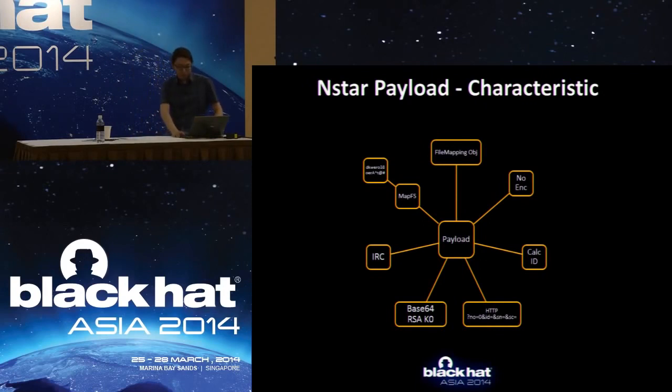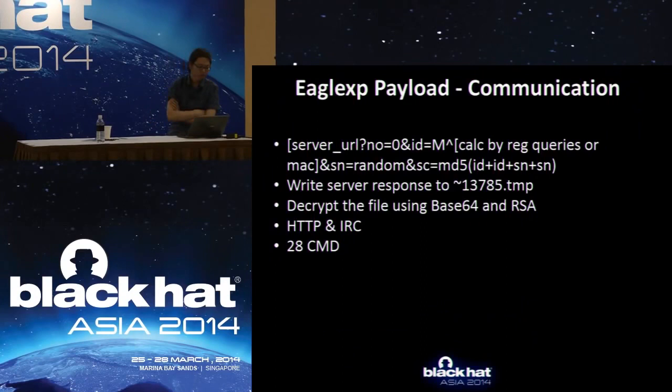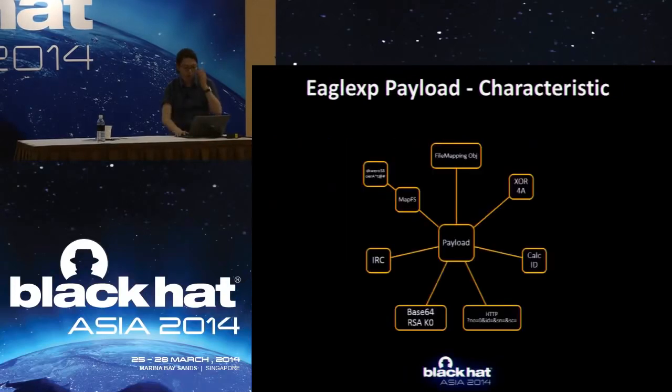And based on those characteristics, we found another operation, Eaglexp. There are many more similarities. No packer, similar file mapping object, time bomb, HTTP protocol, and IRC channel. Version 2.0. So we can clearly see it's a development path, since it has version numbers 2.1, 2.0, 2.0, 2.1, 2.1. Here, similar to the Nstar and the one mission, the characteristics are almost the same.